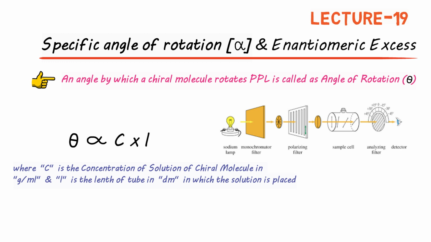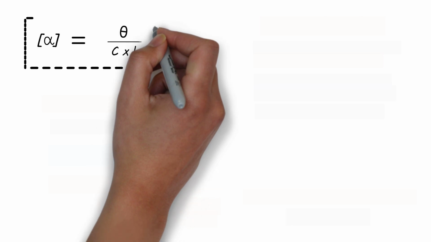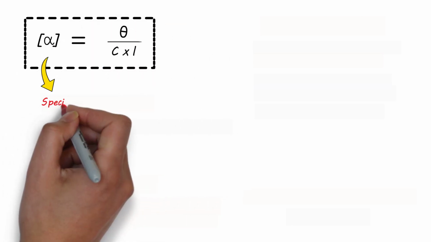Now, to remove the proportionality and make it an equality, you get theta equal to alpha into C into L. This alpha is the constant of proportionality called specific angle of rotation. We can write alpha equal to theta divided by C into L. This is the equation which is used to calculate the specific angle of rotation.